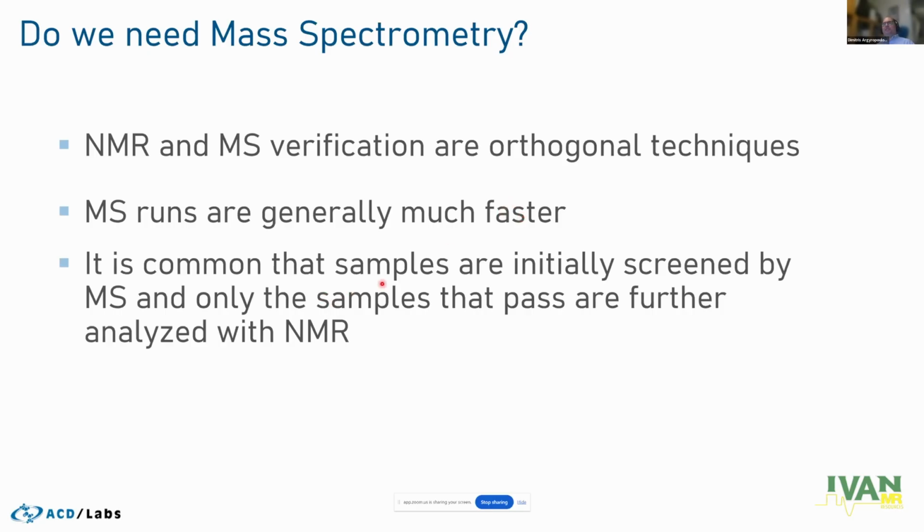It is very common that samples are initially screened by MS, and only the samples that pass are further analyzed with NMR. So probably, yes, you will need MS, but not online and processed at the same time as NMR, because it's not practical. Of course, if you have samples that failed with MS, you may still want to run NMR on them in order to see what happened. But at that point, you are not doing sample verification anymore. You are doing structure elucidation, trying to see what you have in there.